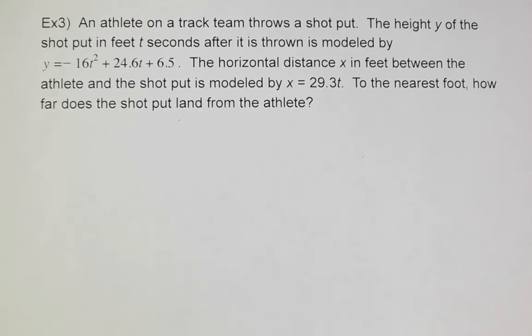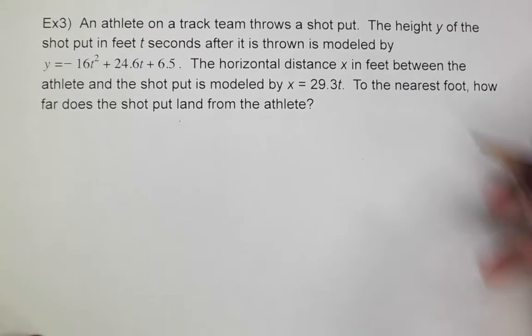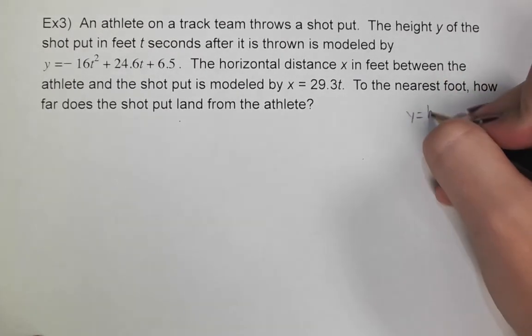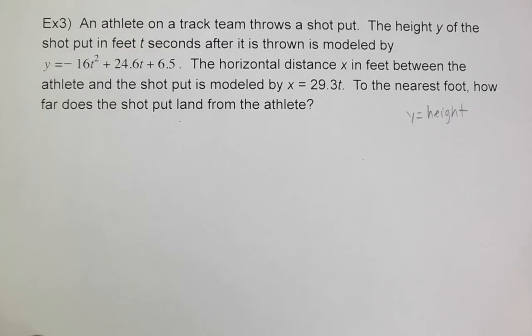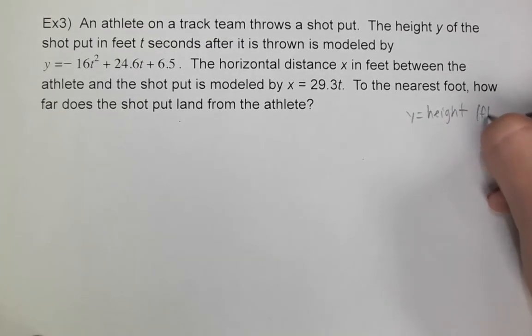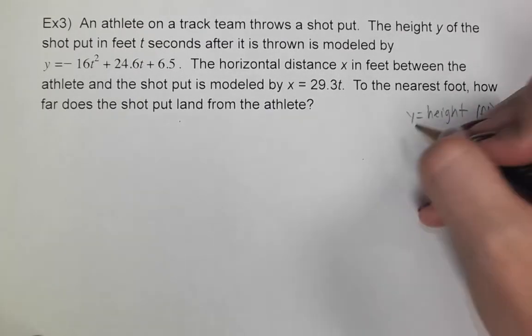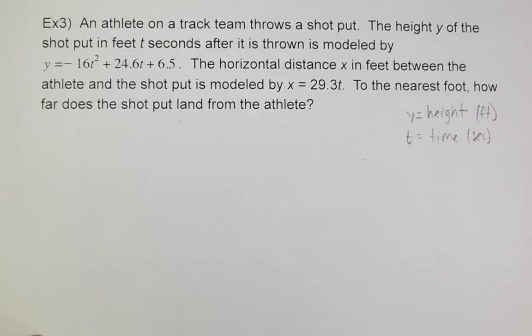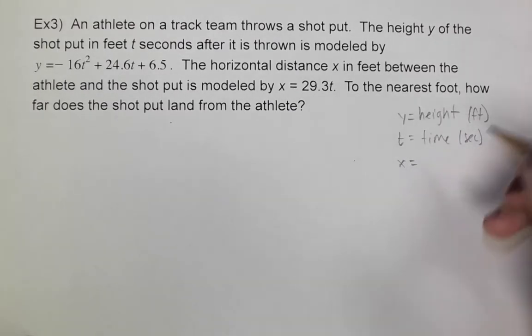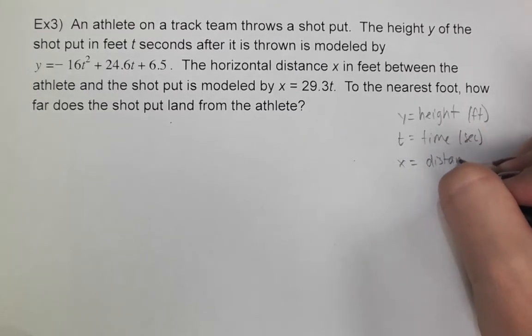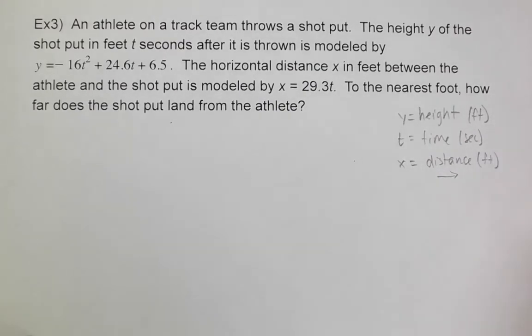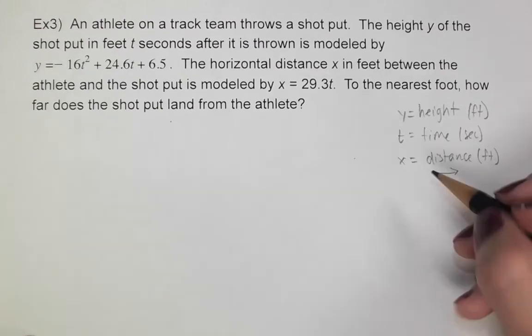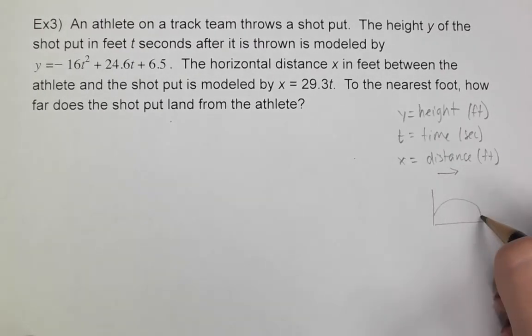We have a lot going on here. We actually have 3 variables, so this is kind of a multi-step problem. So to keep organized, I'm going to make a little list over here. Y is height, and that was in feet. T is time in seconds, and X is distance, the horizontal distance, so side to side. That's also in feet.